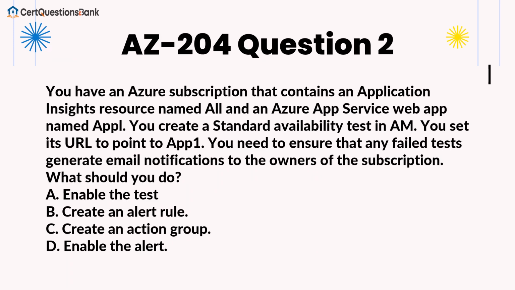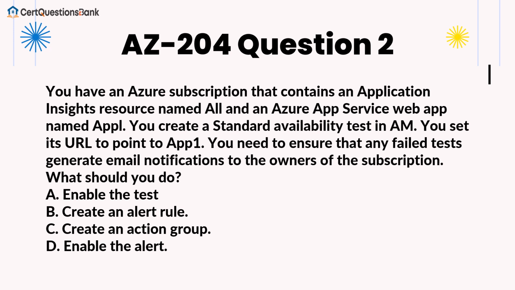You have an Azure subscription that contains an Application Insights resource named App1 and an Azure App Service web app named App2. You create a standard availability test in App1. You set its URL to point to App2. You need to ensure that any failed tests generate email notifications to the owners of the subscription.